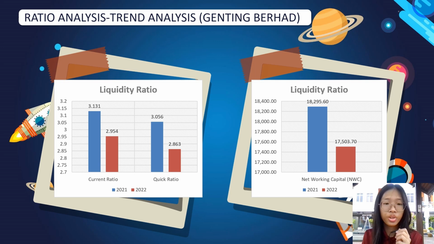Next, the quick ratio of Genting Berhad in these 2 years, with 3.056 and 2.863, showed it was prepared, with enough assets to pay the current liabilities within 2 years. Next, the net working capital. This data shows that Genting Berhad has extra cash flow to cover the current liabilities in these 2 years.